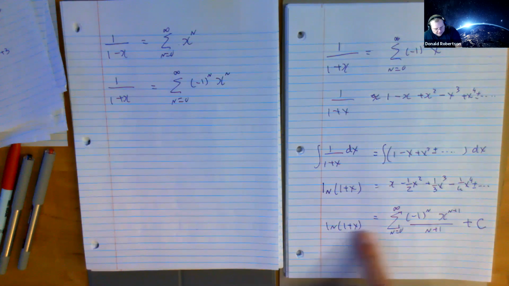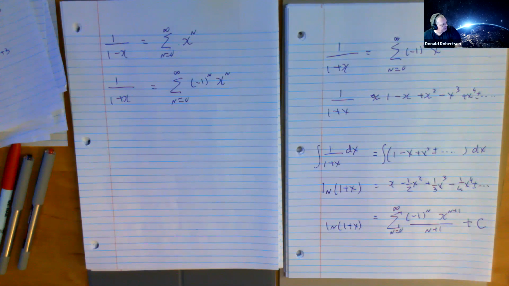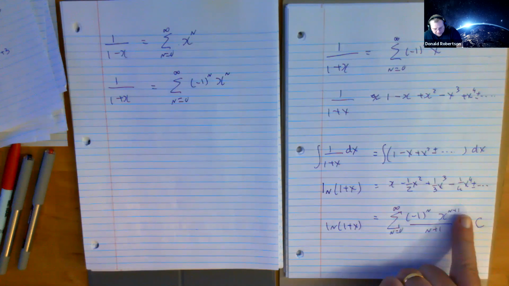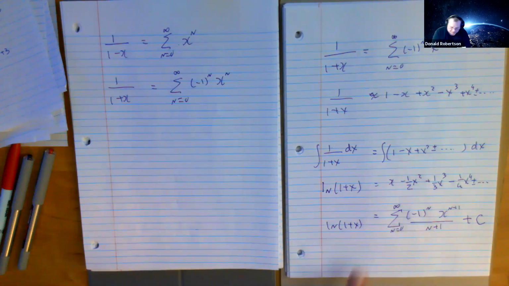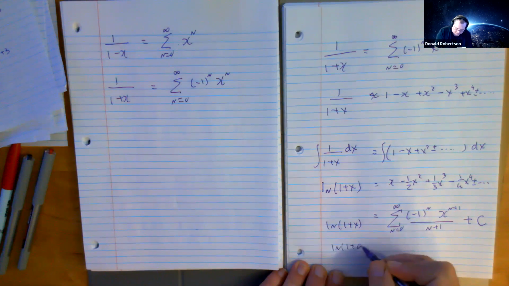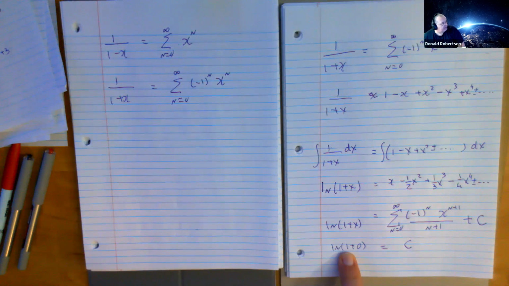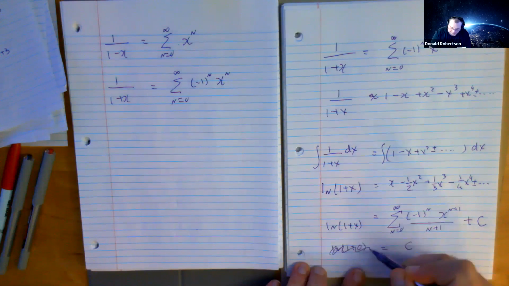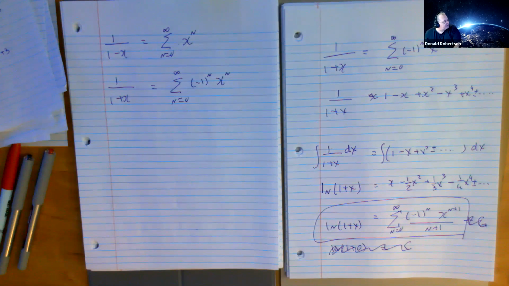Well, if this is true for every value of x in the universe that's usable, then isn't it true when x is 0? Now, what's 0 going to get me? Isn't it going to basically destroy all of these terms? Because 0 to this, 0 to that. So the natural log of 1 plus 0 is what c is. Oh, but isn't that the natural log of 1? And the natural log of 1 is 0, which means if I now go backwards, there is the power series for the natural log of 1 plus x.